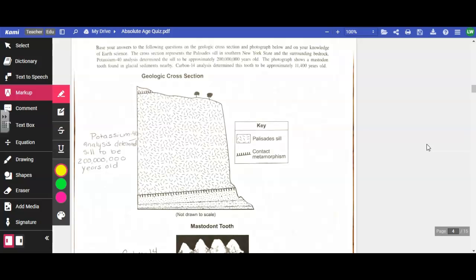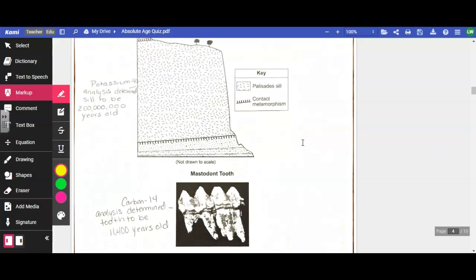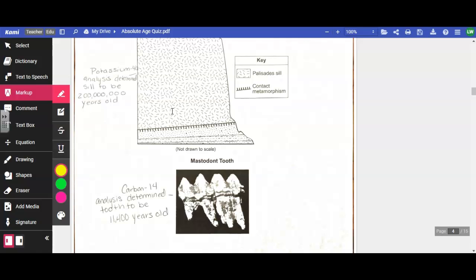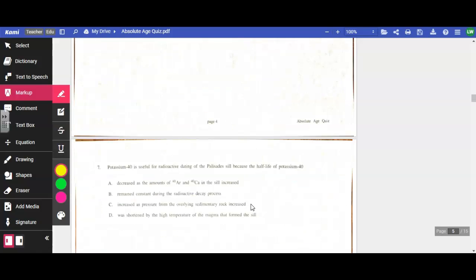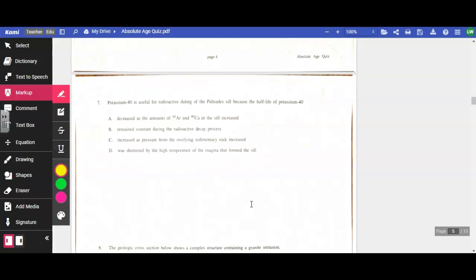Okay. So I just labeled these where it says potassium-40 determined this to be 200,000 years old, and this is 11,400 years old. And the question asks, potassium-40 is useful for radioactive dating of the Palisades Sill because the half-life of potassium-40, what? So why do we want to use potassium-40? Why do we want to use any of these radioactive isotopes?